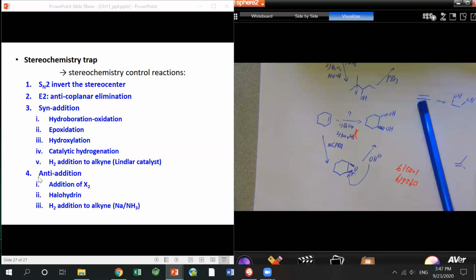We also learned a bunch of anti additions in this chapter. Addition of HX to alkenes, with Markovnikov regiochemistry. You remember that with the halonium triangle, we have to attack from the opposite side of the triangle. That's anti addition. And also the halogen reactions, with OH or RO as nucleophile. And we learned hydrogen addition to alkyne with sodium and ammonia as reagent. Those you have to keep in mind, otherwise sometimes you get it wrong.